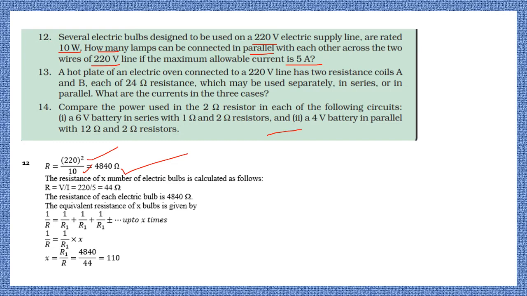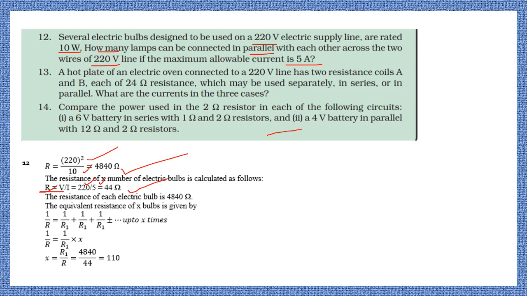Now use Ohm's law. What does it say? V is equal to IR, or R is equal to V by I. Now here value of V is 220 and I is 5 ampere. So here now R is 44 ohm. Okay.